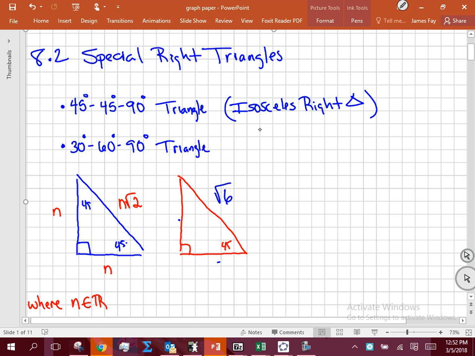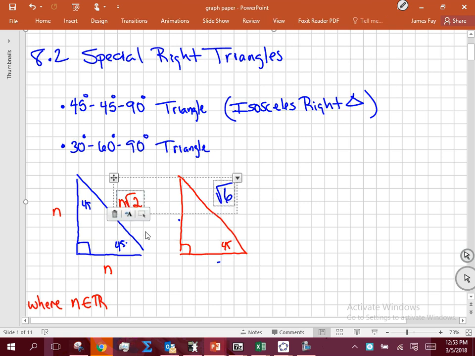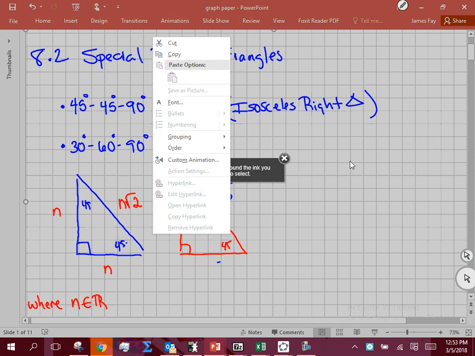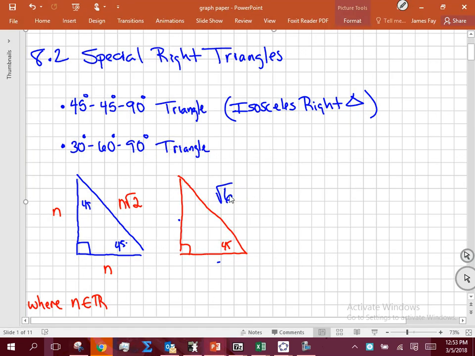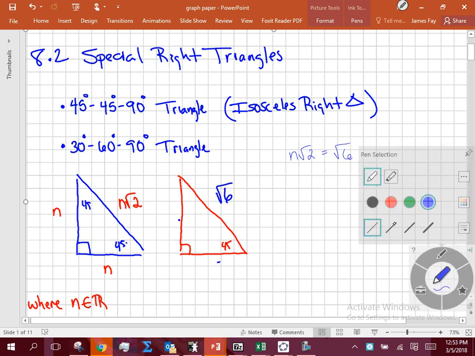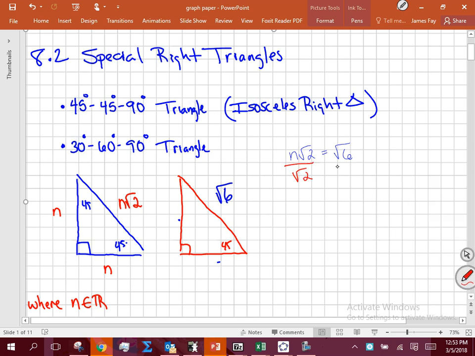So we want to say that this segment here, this radical 6, corresponds to this n radical 2, right? So I'm going to create that little equation that says n radical 2 is equal to radical 6. So how do I solve for n then? I'm going to divide by radical 2. That gives me n to be root 6 over root 2.